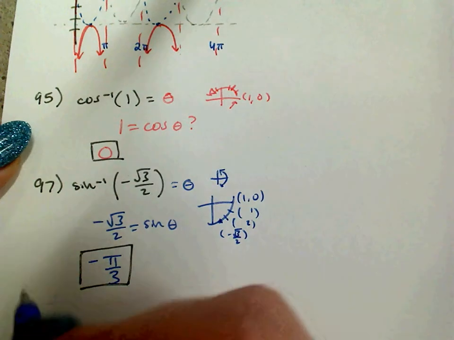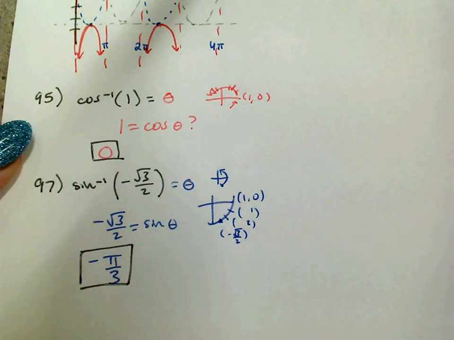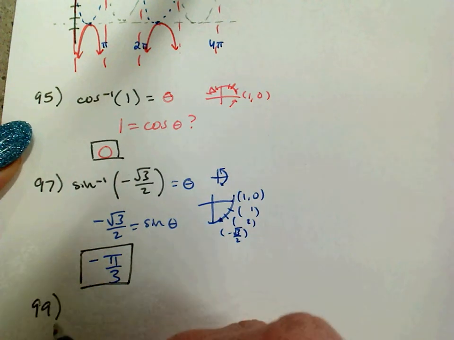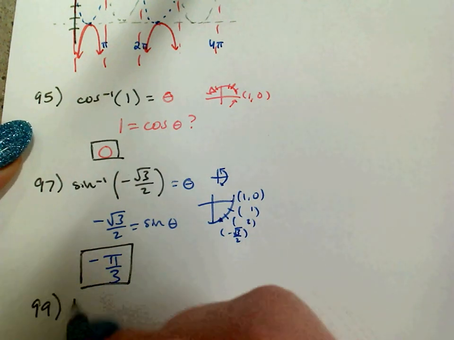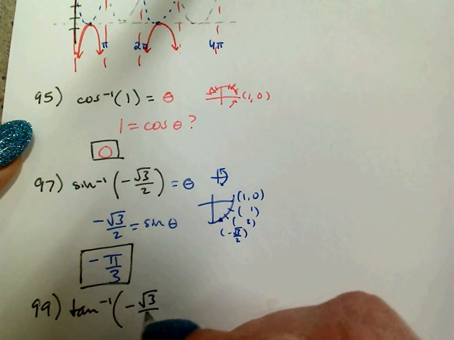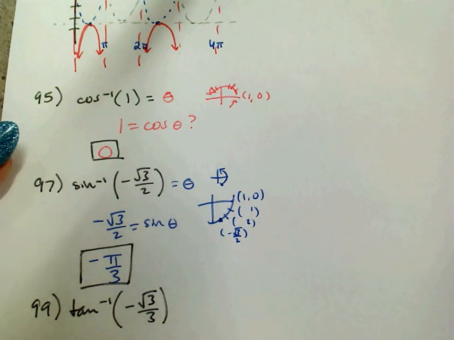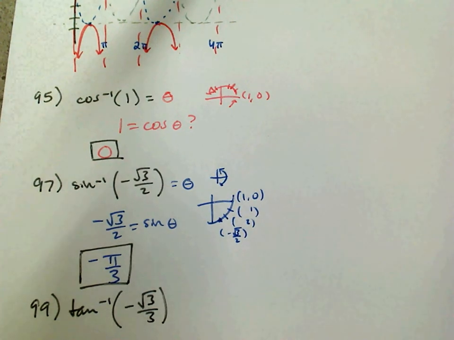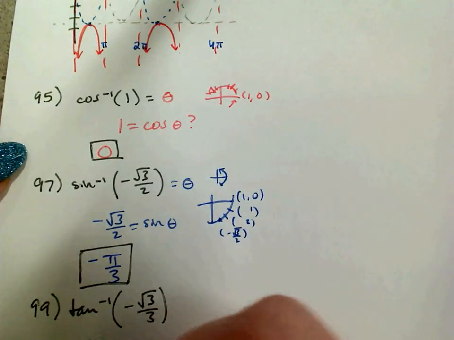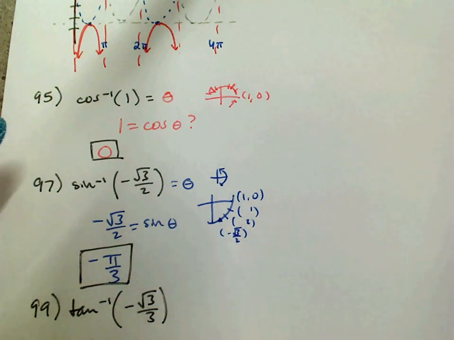99. Is tan inverse of negative square root of 3 over 3. Oh, that was already asked. Yeah, we already did that on number 15, so I'm just going to put number 15 on that. Okay, number 101.